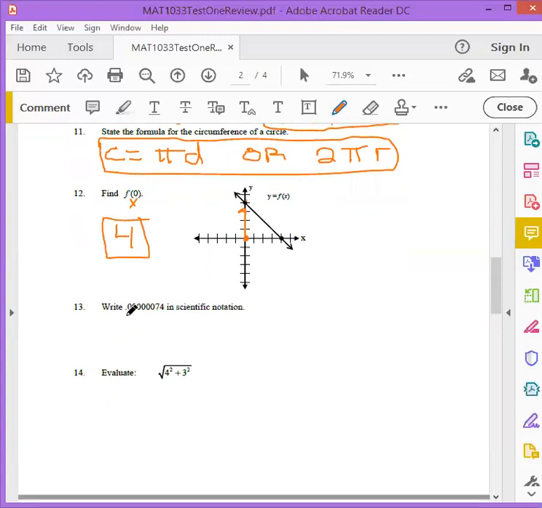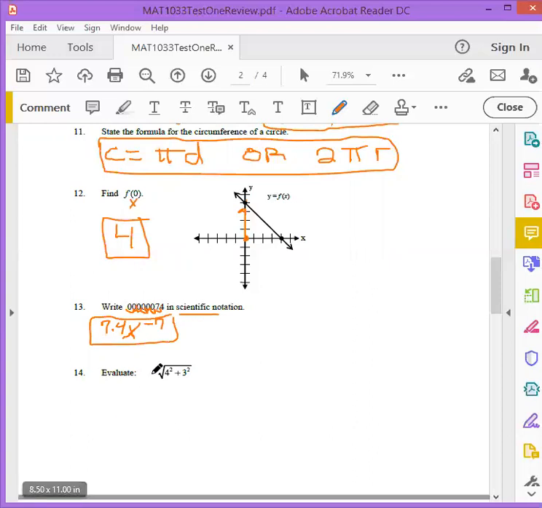Next, write 0.0000074 in scientific notation. So we need to move this decimal point behind a single digit number, one that's greater than 0 but smaller than 10. So we're going to count over 1, 2, 3, 4, 5, 6, 7 spaces. Right between the 7 and 4. That's 7.4. And because we moved 7 spaces to the right, it'll be x to the negative 7th power.